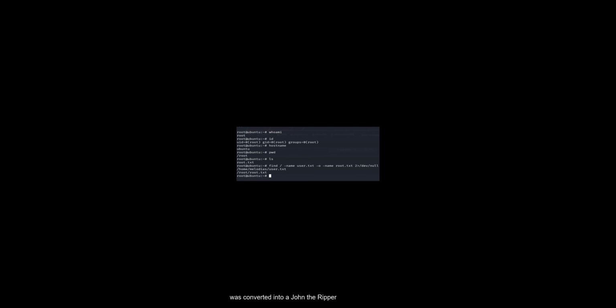Step 4: Recovering the PGP passphrase. The private key was converted into a John the Ripper compatible format. The resulting hash was cracked with John the Ripper. Recovered passphrase. This passphrase allowed the private key to be imported successfully. Screenshot opportunity: successful John crack showing the passphrase.